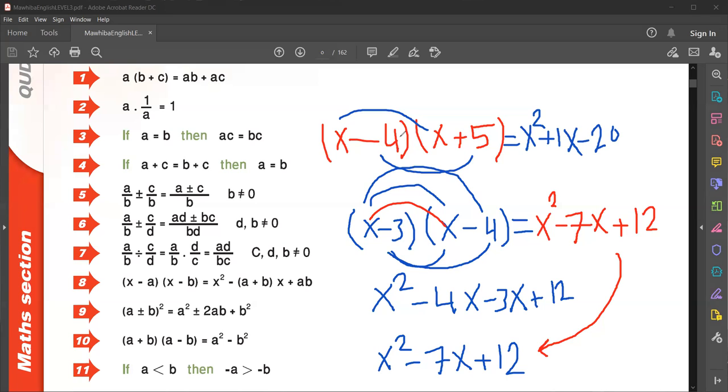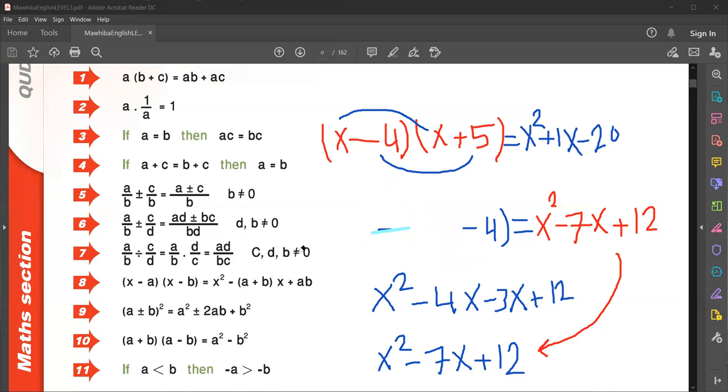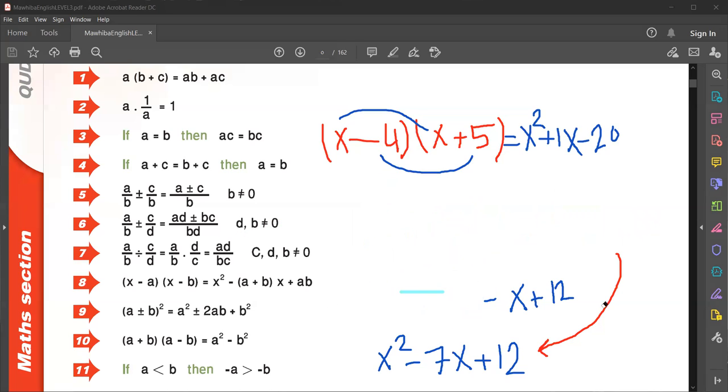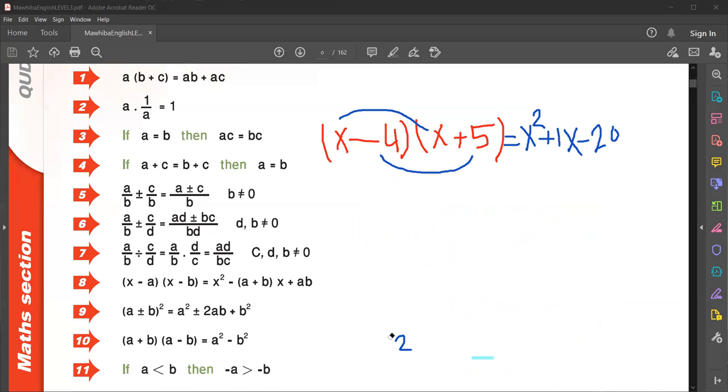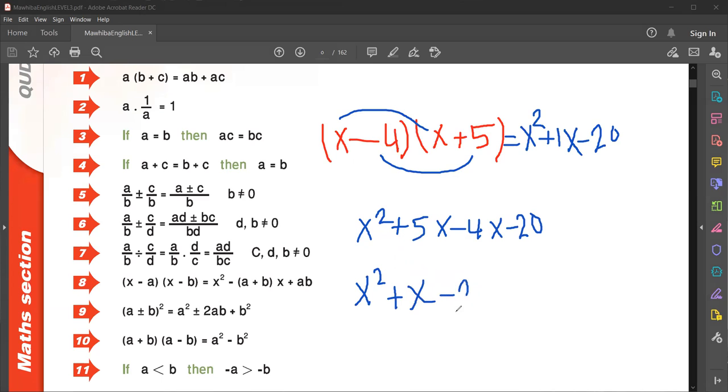Right? If I want to solve by another way, the long way, I multiply it separately. x times x equal to x squared, then x times 5 equals 5x, right? Then minus 4 times x equals minus 4x, and minus 4 times 5 equals minus 20. Then you write x squared, 5 minus 4 equal to x, minus 20. That is the same.